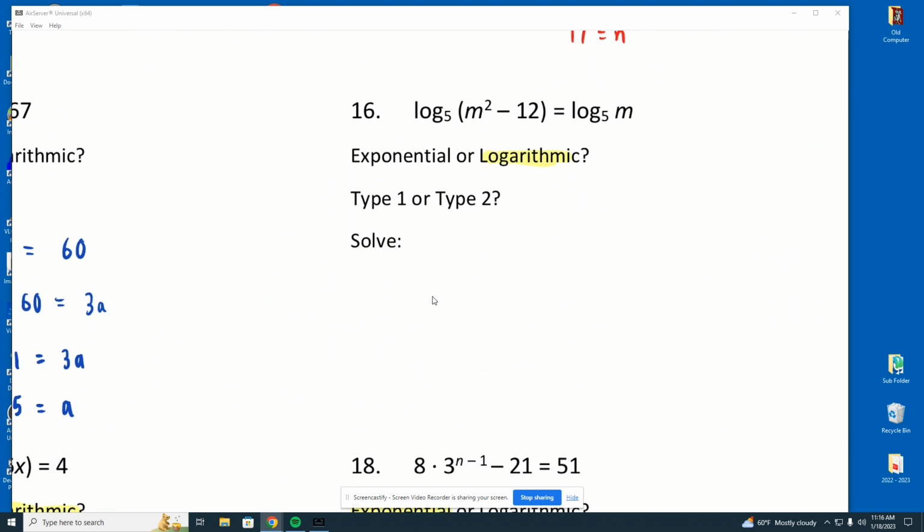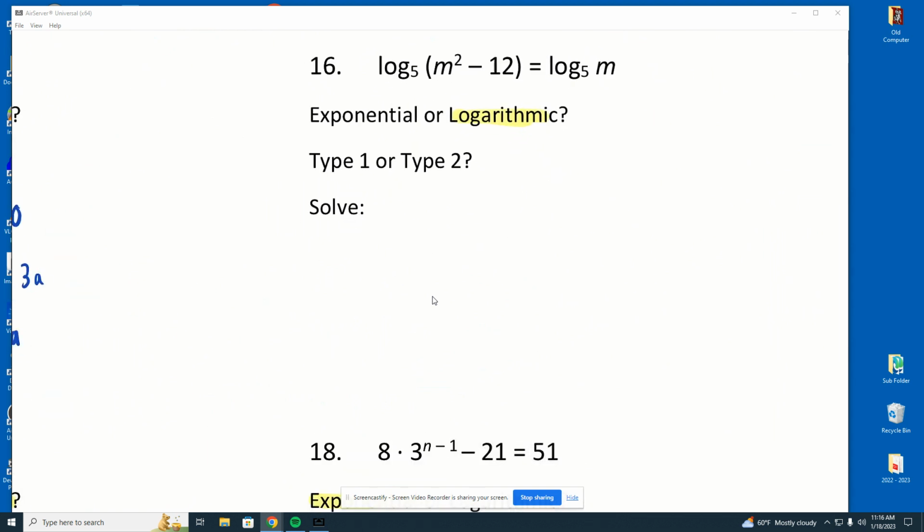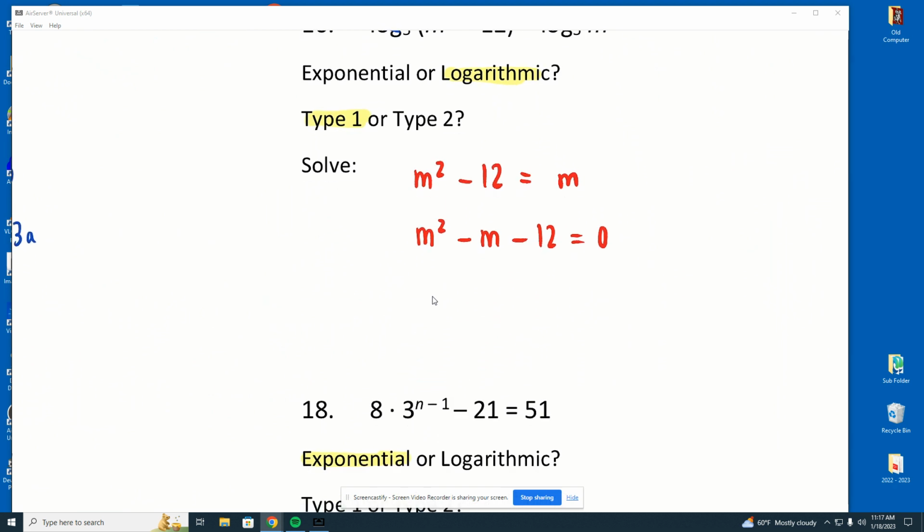All right, number 16 was logarithmic. And because you have log on both sides, for the review purposes, it's type 1, where you drop the logs. So this has got a little trick to it, because when you do that, you're left with one of your favorite types of problems, where you have to solve by factoring. Remember, we can't just get m alone. So we've got to get everything on one side. So I subtract that m, and then we solve by factoring. So we're going to factor into 2 binomials.